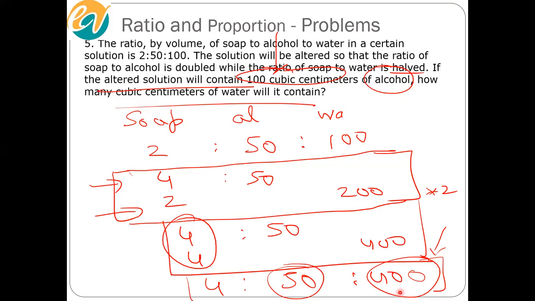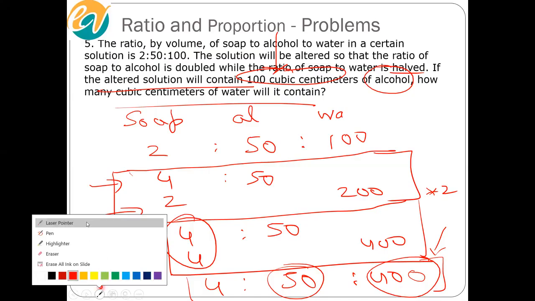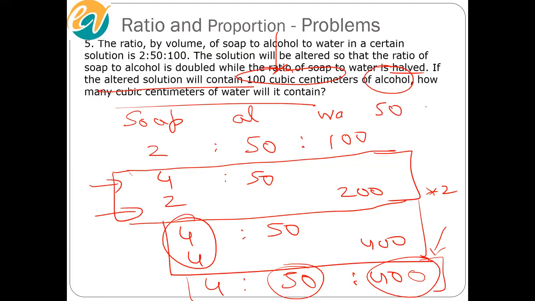This is the easiest way. You could do it through unitary method also, right? For every 50 cubic centimeters of alcohol, you would have 400 cubic centimeters of water. For 1 cubic centimeter of alcohol, you would have 400 by 50 cubic centimeters of water. For 100 cubic centimeters of alcohol, how much water would you have? 400 by 50 into 100, which is 800. You could do it this way also, but this is slightly more intensive.